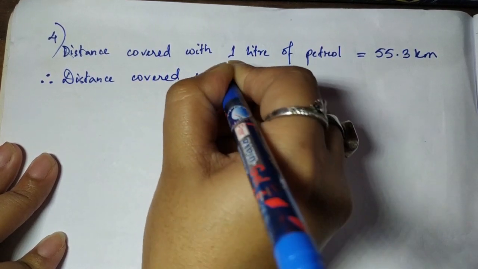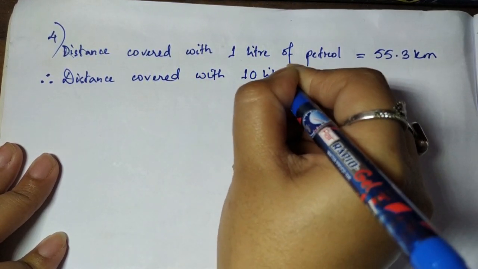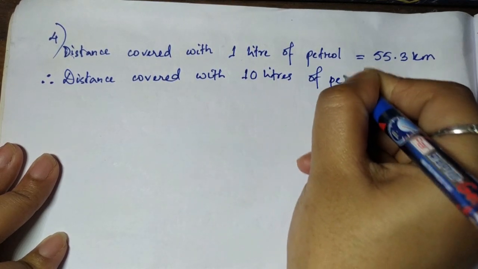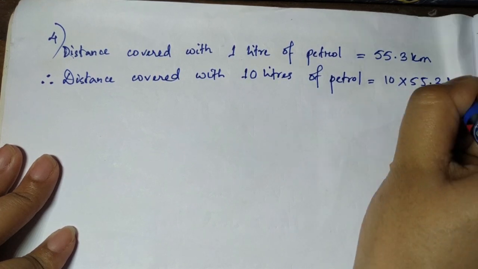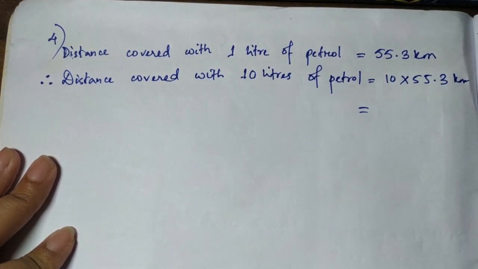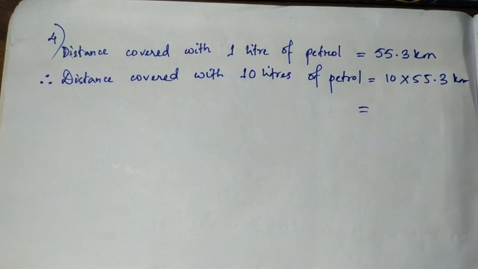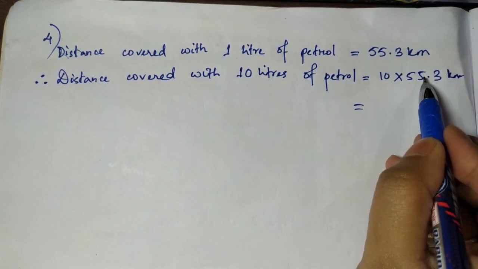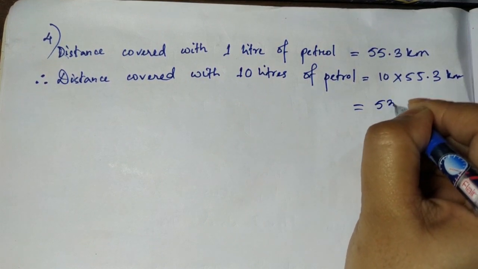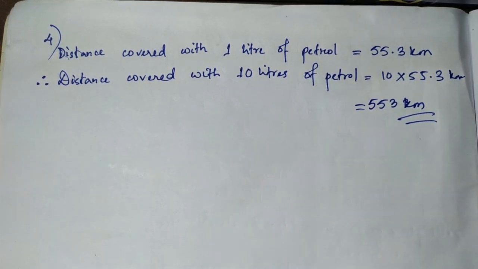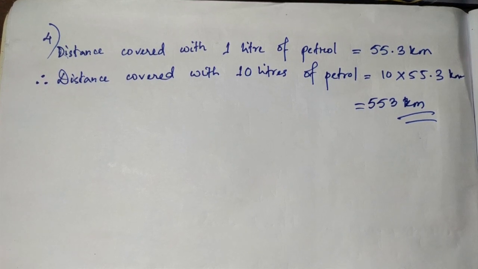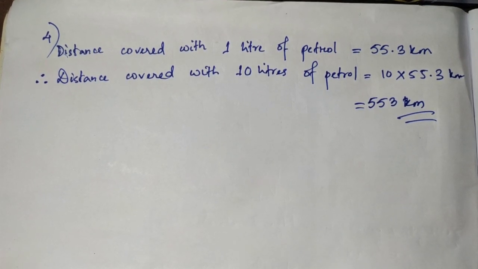So we have to find how much distance covered with 10 liters of petrol. So what we do, we just multiply it. So 10 into 55.3 kilometer. So see, this is multiplication with 10, just as we did in the previous sum. So 1 zero and 1 digit after the decimal, so it becomes 553 kilometer. Okay, so just normal multiplication of numbers. The only difference is that here we have decimal numbers instead of whole numbers or natural numbers.